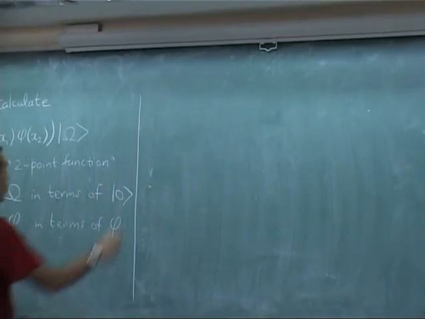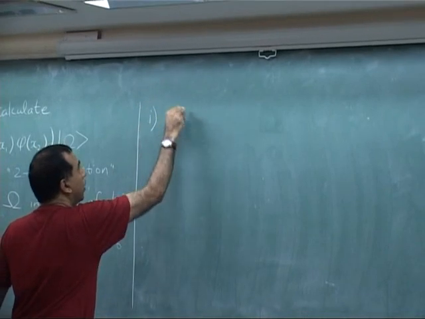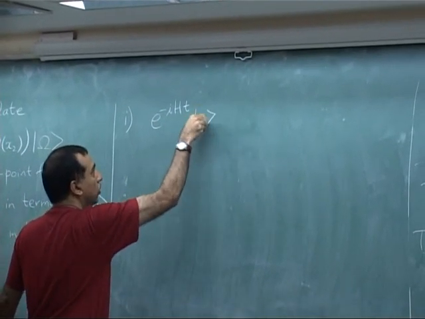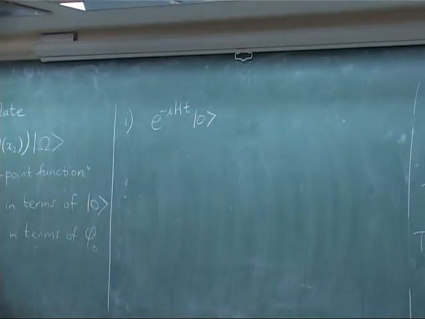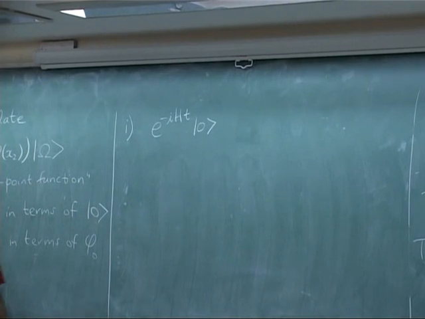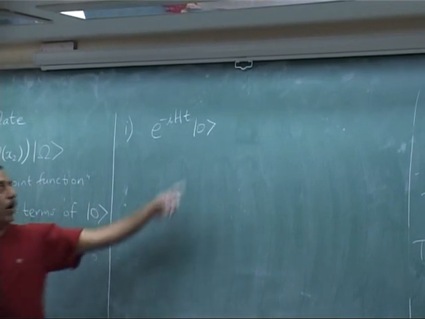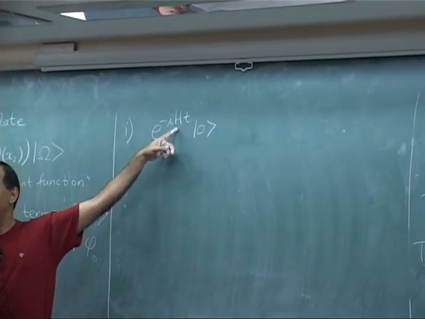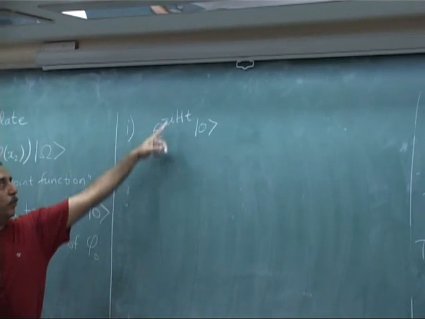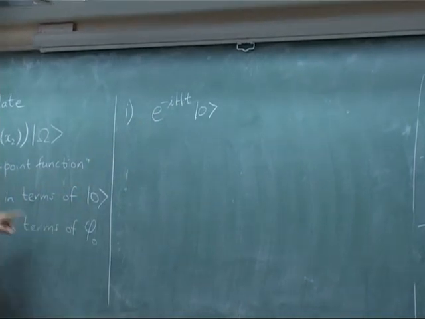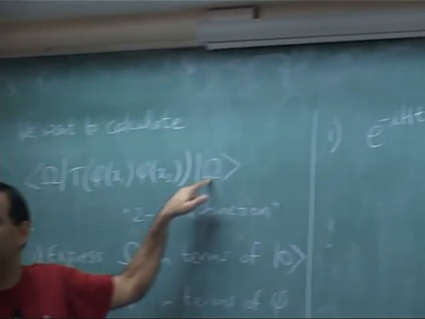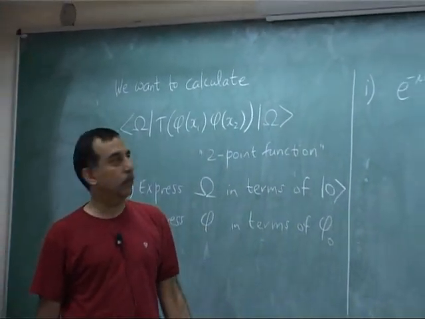Okay, so to do one, let me act with e to the minus iHt on the free vacuum |0>. This is how the free vacuum evolves in time with the full Hamiltonian of the system. It's the full Hamiltonian whose ground state is |Ω>. Omega is the interacting vacuum, so it's the ground state of the full Hamiltonian.